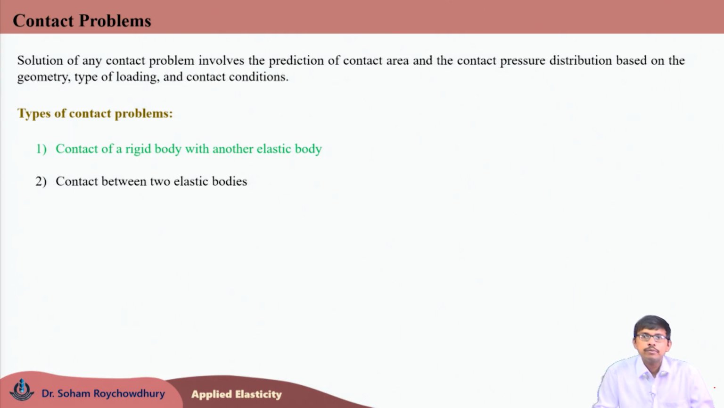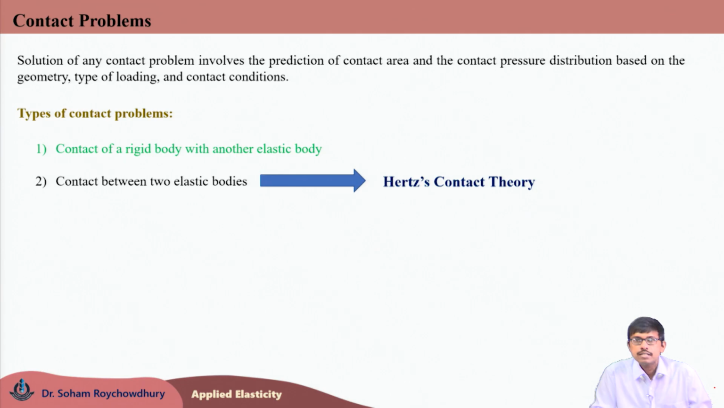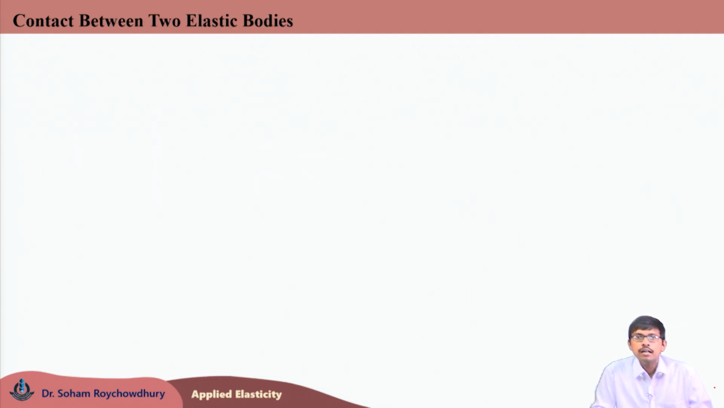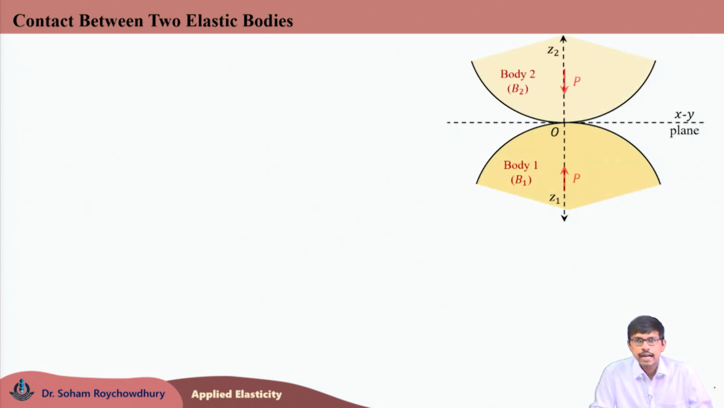Now, contact between two elastic bodies is mostly described by the famous contact theory proposed by Hertz. So, this is called Hertz contact theory. So, first we will discuss about the assumptions of the Hertz contact theory, and then using that theory we will try to predict the solution of the contact problem, the contact pressure distribution and contact patch area prediction for the two elastic bodies coming in contact.